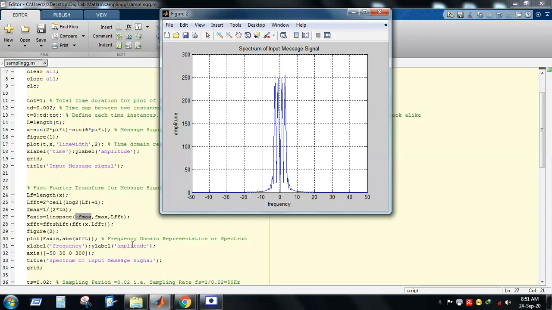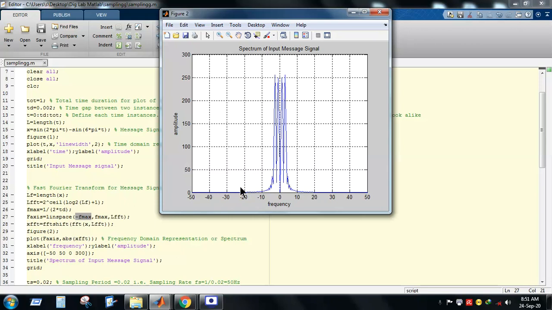Here you define the axis. The range of the axis is defined as minus 50 to 50. That means for the frequency axis, the minimum value is minus 50 hertz and the maximum value is 50 hertz, and for the amplitude the minimum value is 0 and the maximum value is 300. Now you can see the corresponding spectrum.